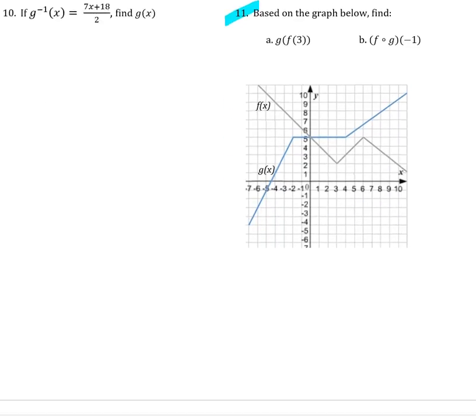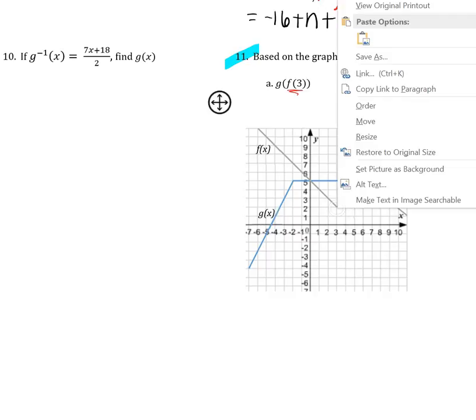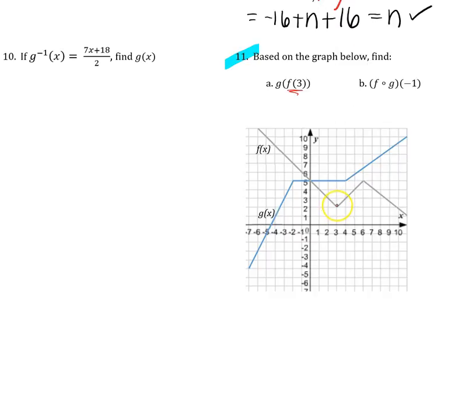All right, and then I think this is the last thing I said I would do. Yep, last thing I said I was going to do is just compositions based on some graphs here. So if I want you to do g of f of 3, the first thing you're going to do is f of 3. So I'm going to go to x equals 3 on my graph and make sure I go to the f function. And it looks like the corresponding y value I get is 2. So then we're going to do g of 2. So I'll go to x equals 2 on my graph, go up to my g function, and I come out at y equals 5.